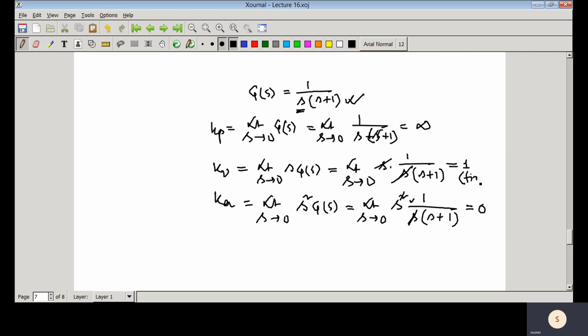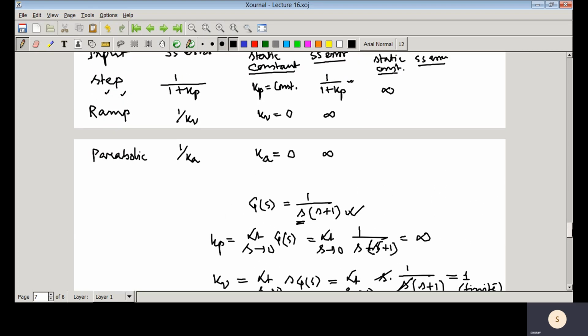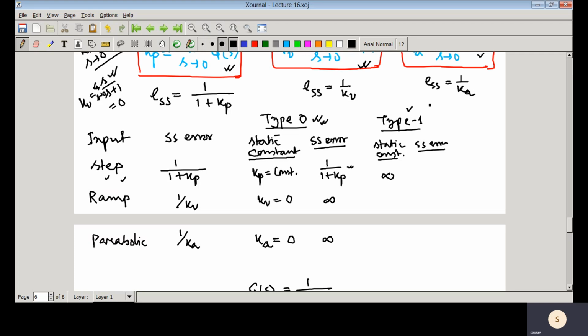So that means in case of a type 1 system, once you change the type of that system, if you introduce one integrator at origin, one pole at origin, then you can see how the static constant is varying. So the static constant Kp in this case, for step response, is infinity. And just now we have seen that Kv, the velocity constant, is some finite value. And Ka you will get, it is equal to 0.